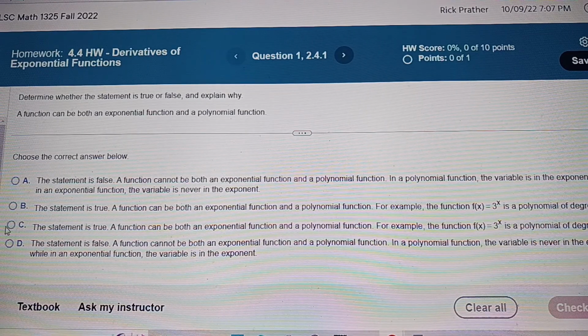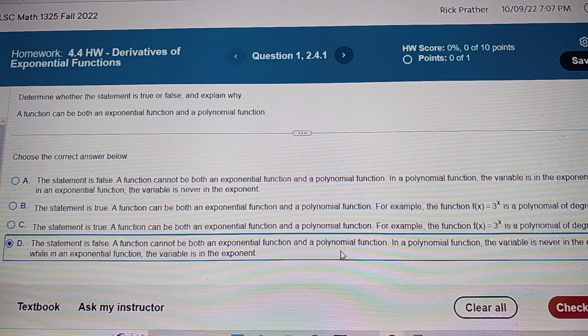So B and C are definitely wrong. It's not true. The statement is false, A or D. A function cannot be both. In an exponential function, the variable is in the exponent. In a polynomial function, the variable is never in the exponent, while in an exponential function, the variable is the exponent. Yeah, it's exactly D right here.